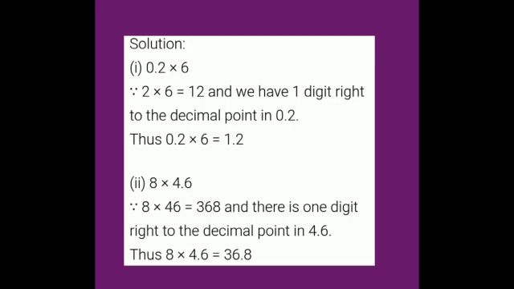Second subdivision, 8 into 4.6. Firstly, we multiply without any decimal point, so 8 into 46 is equal to 368. And in the question there is one digit right to the decimal point in 4.6. So our answer also should consist of one digit right to the decimal point. Hence 8 into 4.6 is equal to 36.8.